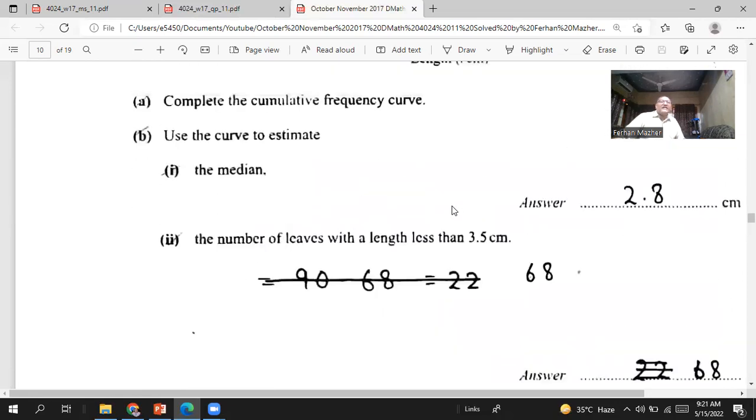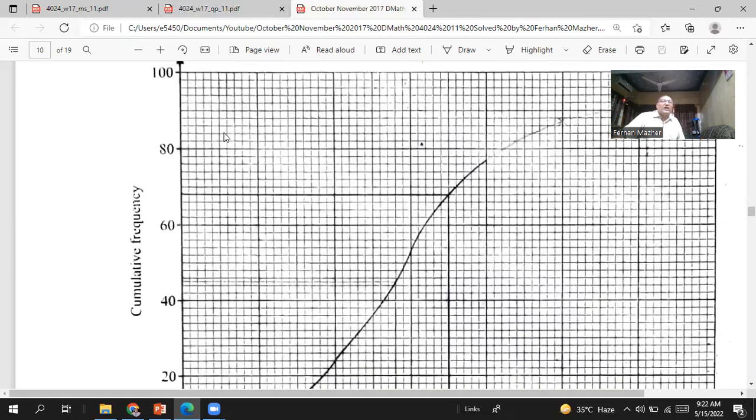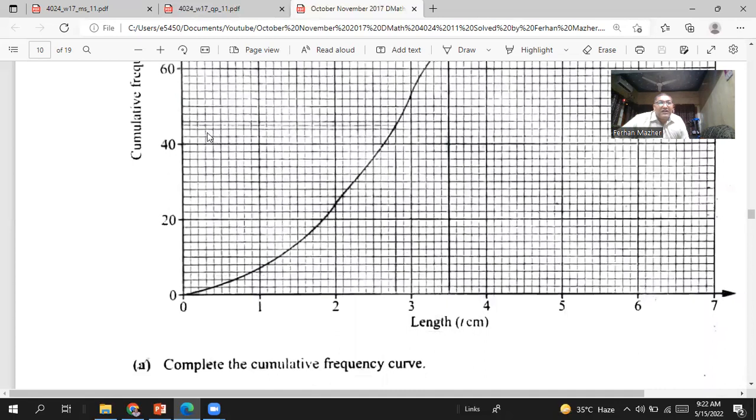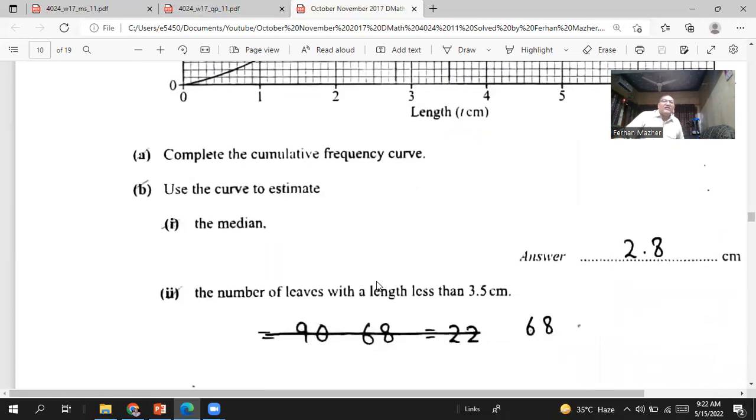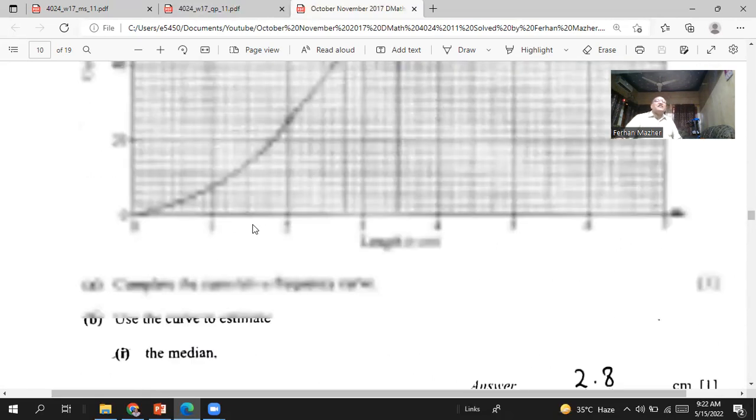Then the next question is find the median. The total cumulative frequency is 90. So find 50% of 90, and 50% of 90 will be 45. So from your graph, we will go to 45. You see 45 is here. From here, check 45 on the y-axis, and from there go to the cumulative frequency curve, and below it check what the value is on the x-axis. That is, I think, 2.8. So the median will be 2.8. Simple and straightforward.